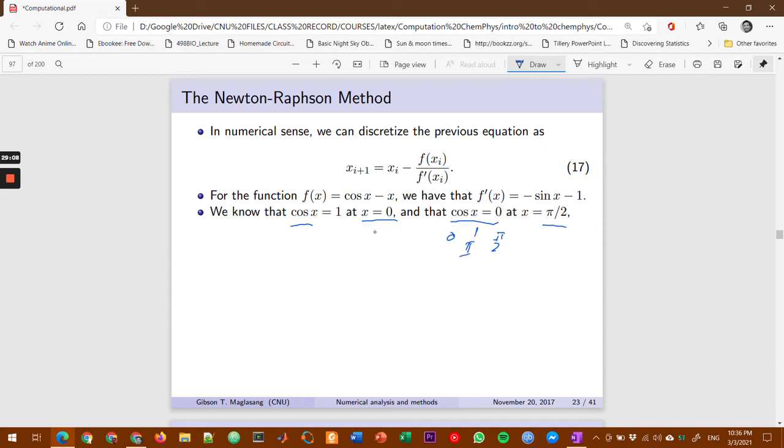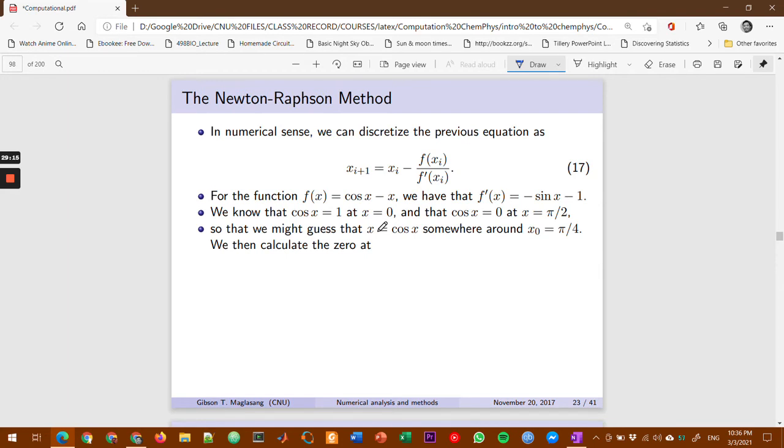So we have pi over 4. That would be our initial value to solve for the solution or the root. So somewhere around pi over 4. Okay, so that's why we can use pi over 4 as our initial value. So if you do that, this is the Newton-Raphson.